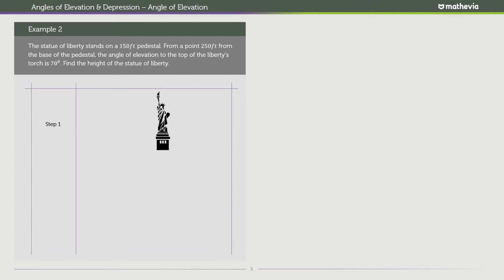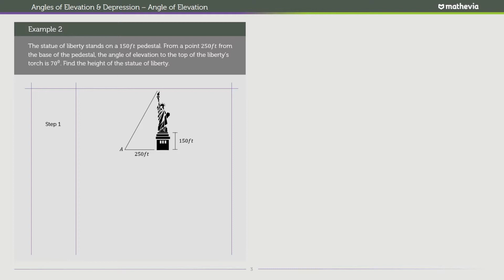Now let's read our question. The Statue of Liberty stands on a 150 feet pedestal. So we have this pedestal as 150 feet. Now from a point 250 feet from the base of the pedestal, so we have this point A, 250 feet from the base of the pedestal, the angle of elevation, with somebody at A looking right to the top, to the top of the Liberty's torch.